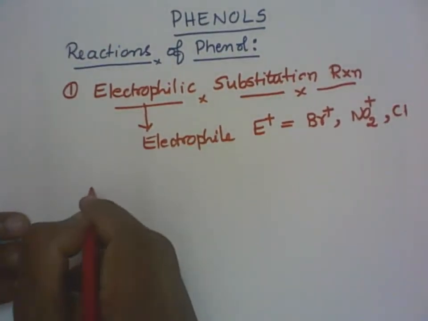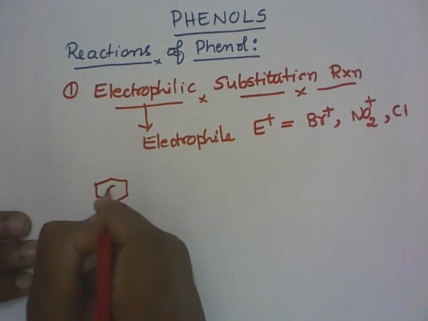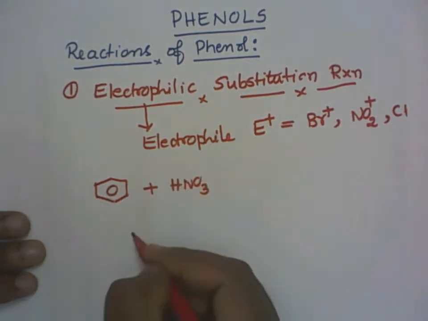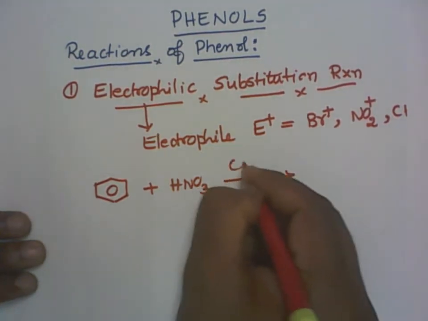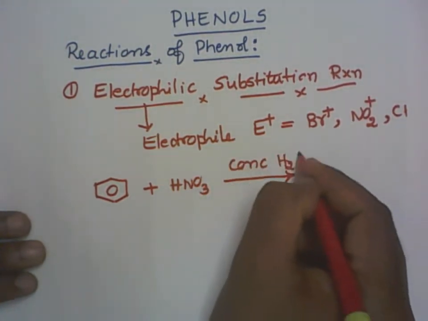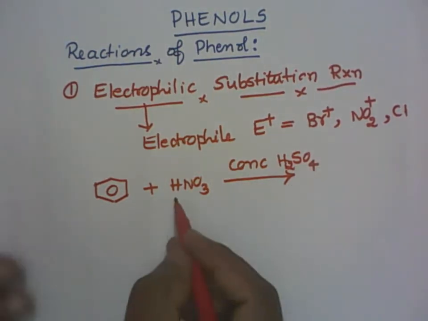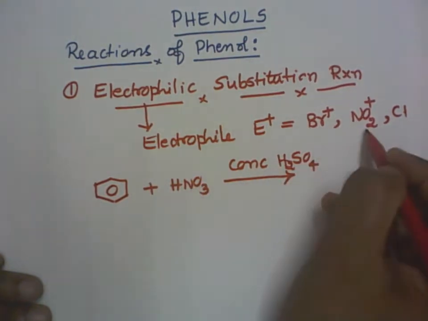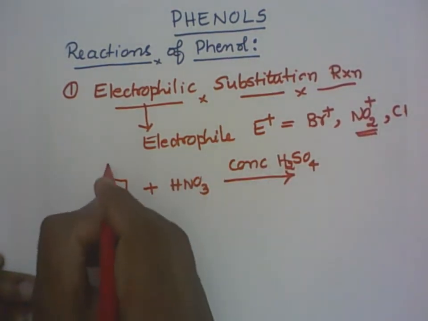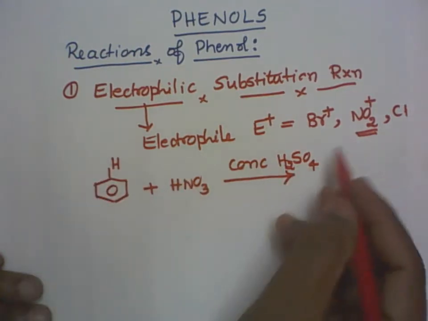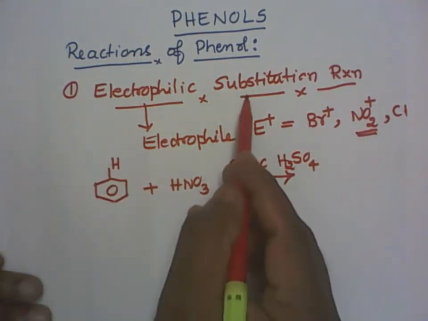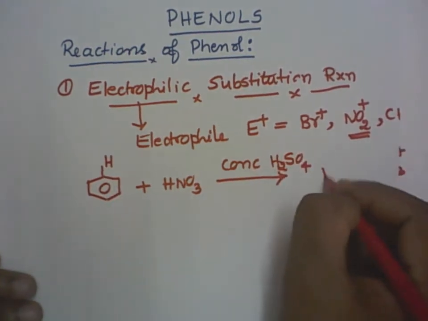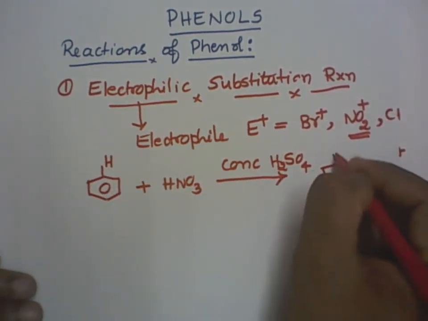Let me give an example. When benzene reacts with concentrated nitric acid in the presence of concentrated sulfuric acid, H2SO4, nitric acid is a reagent. It provides the electrophile NO2 plus, and the hydrogen atom present is replaced by NO2 plus. That's what you call substitution. One atom replaced by some other atom. So we'll get now the benzene ring attached to the NO2.